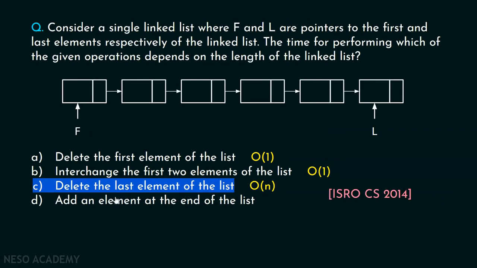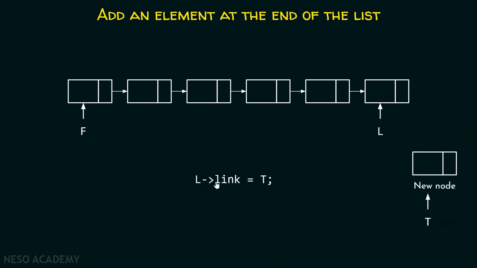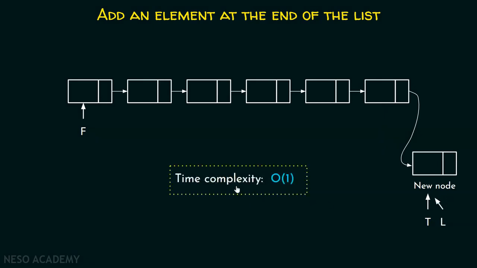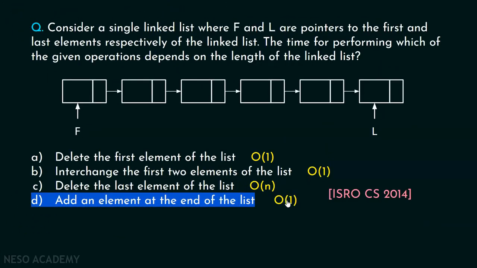But let's see option D as well, whether it takes a constant amount of time or not. That is adding an element at the end of the list. We can use the L pointer to add the element at the end of the list. It is very simple. We'll create a new node, and then we can use this line of code to update the link part of this node. That is L link equal to t. Now this particular node will point to this node. After this, we will update this L pointer so that it can point to the new node. And that's it. Adding an element at the end of the list is very simple, isn't that so? Here, the time complexity is also big O of 1. So, it is clear that option C is straight away the correct option.